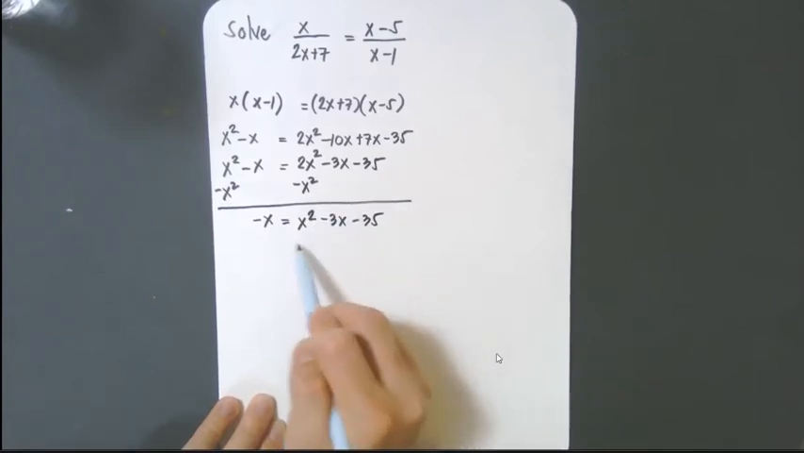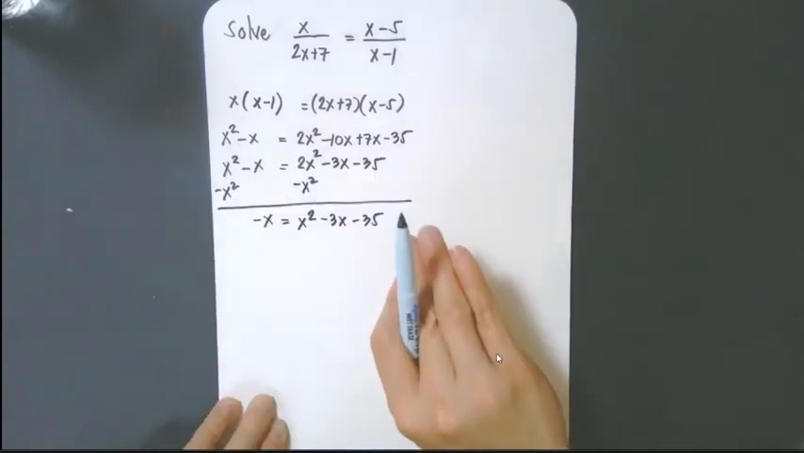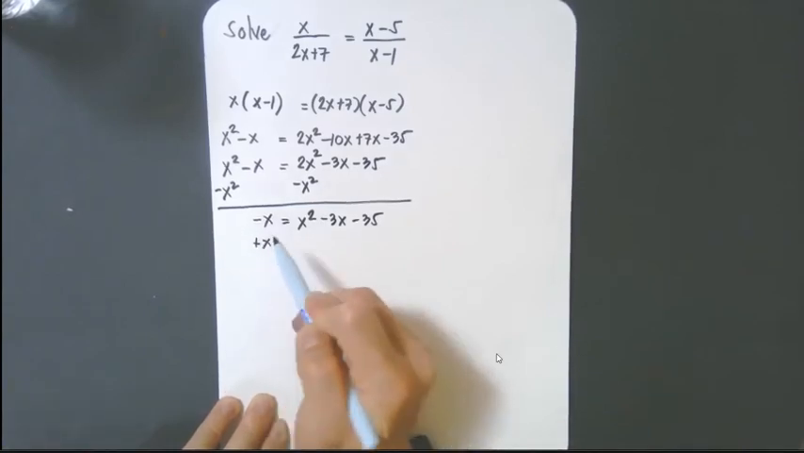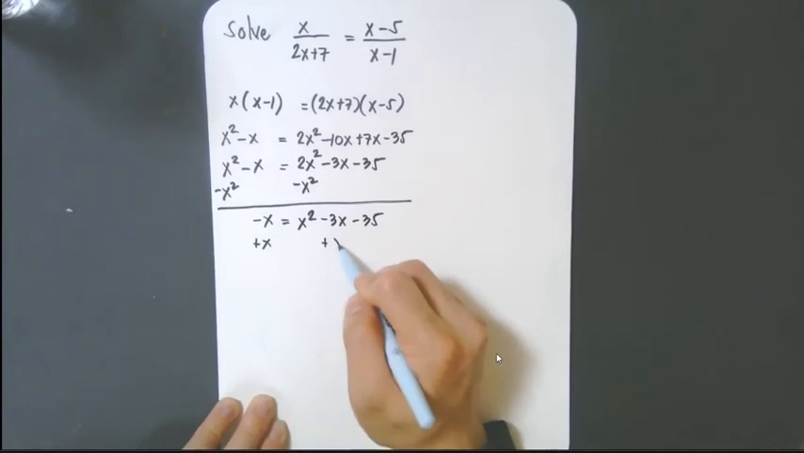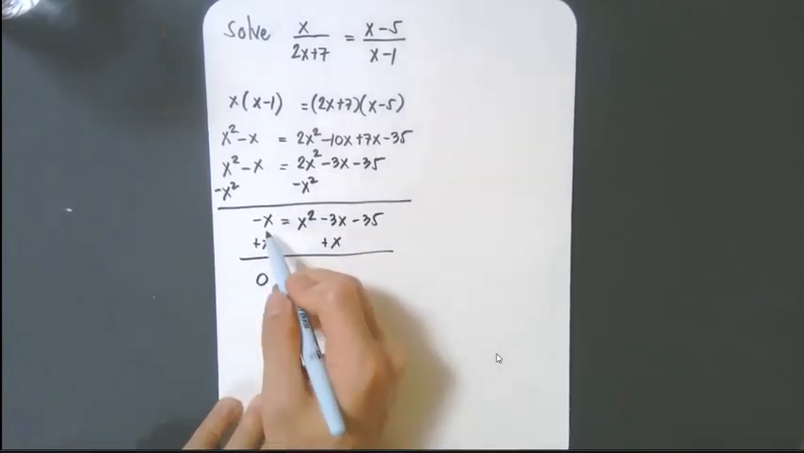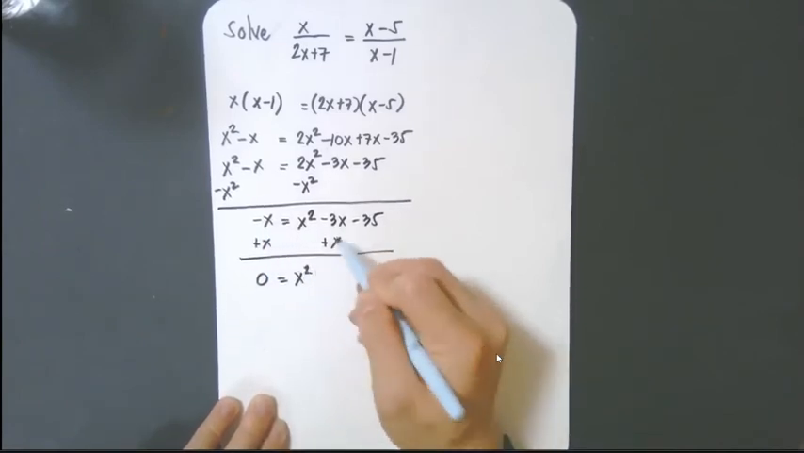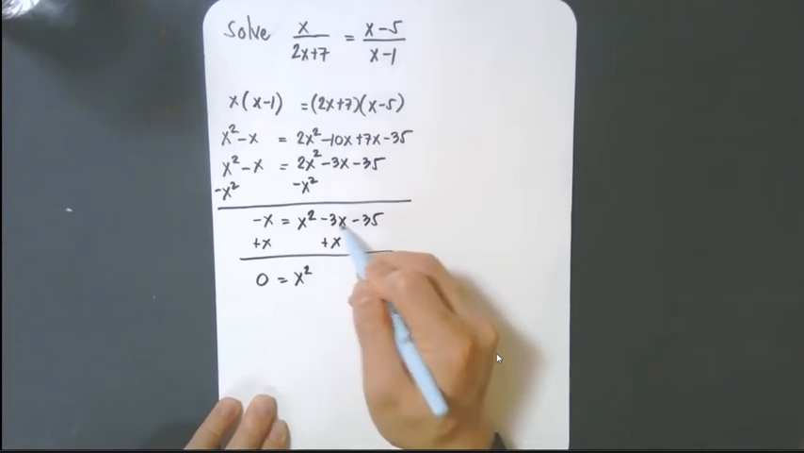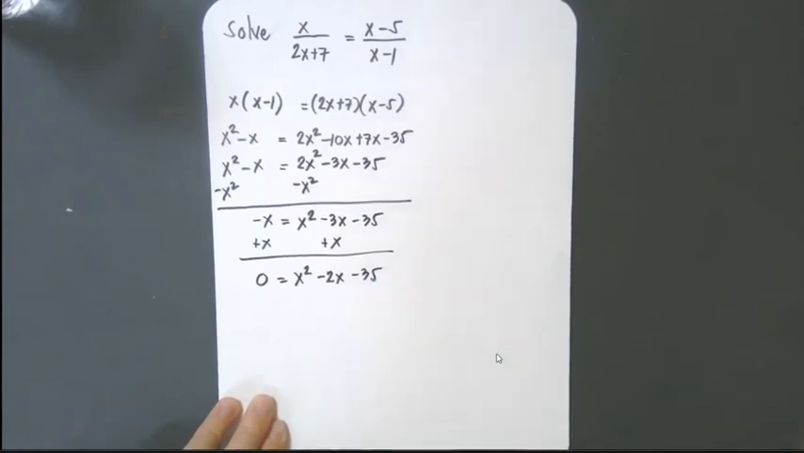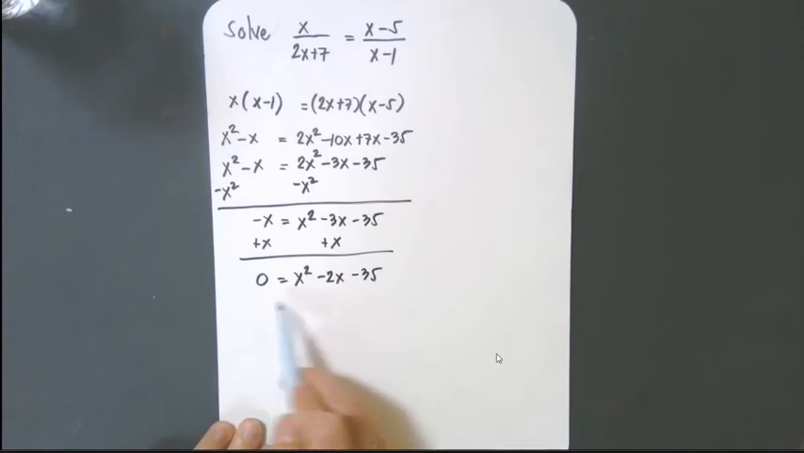Since this is a quadratic equation, you want all the terms on the right side. So to do that, you want to add x here, so you can get rid of that. So add x, so that cancels out. So we have now here a 0 because negative x plus x is 0. It's x squared. Negative 3x plus x, that's negative 2x minus 35. So in this case, to find the value of x, we need to factor this quadratic equation.